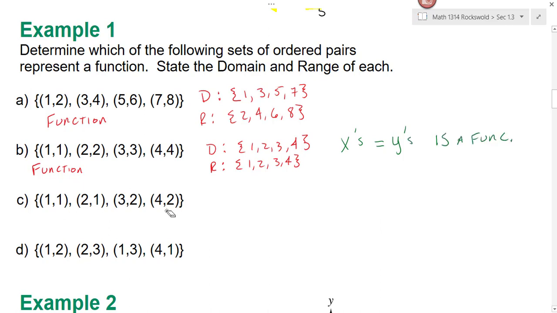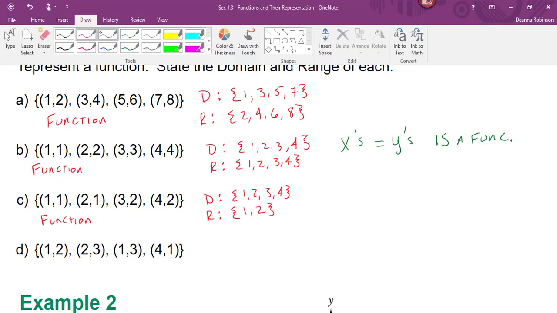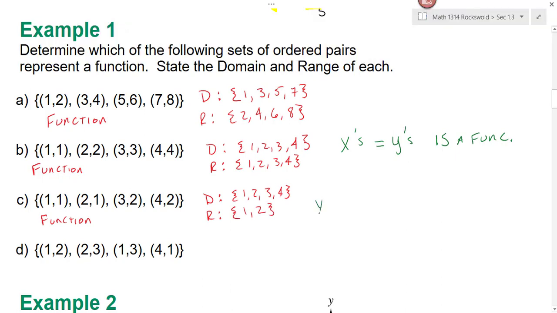On the next set of ordered pairs, does this represent a function? Oops, I got a yes and I got a no. I have no repeating x value, so yes, this is a function. What's the domain of this function? And what's the range of this function? Just 1 and 2. So what we see here is that the y's are allowed to repeat and still be a function.